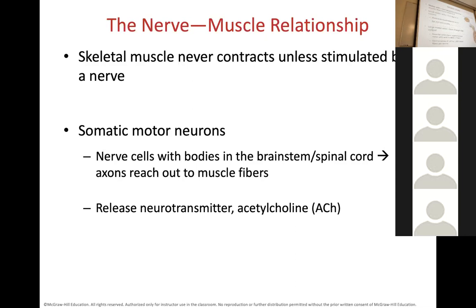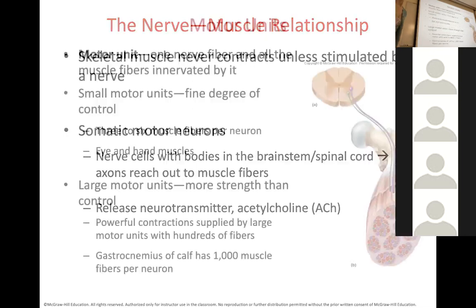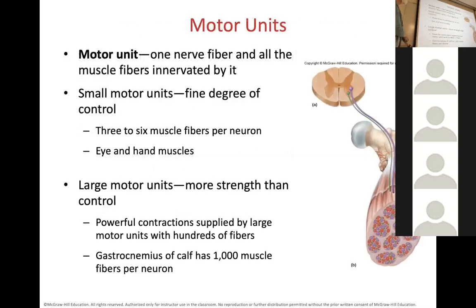All right. So this relationship is accomplished by what we call motor units. These motor units are essentially one nerve fiber and all of the muscle fibers that are innervated by it, which just means all of the muscle fibers, the muscle cells, that are controlled by this one neuron.